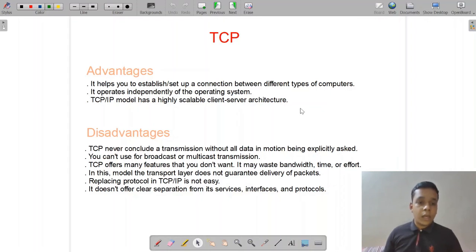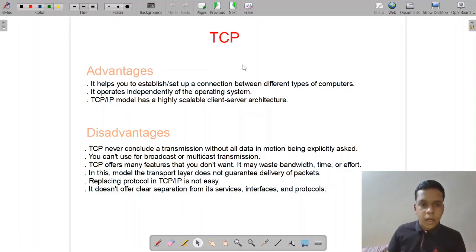Quickly reading over the advantages and disadvantages of TCP: it helps you to establish or set up a connection between different types of computers. It operates independently of the operating system, and the TCP IP model has a highly scalable client-server architecture. The disadvantages of TCP are that it never concludes a transmission until all data in motion has been explicitly acknowledged. You can't use it for broadcast or multicast transmission. TCP offers many features that you don't want. It may waste bandwidth, time, or effort.